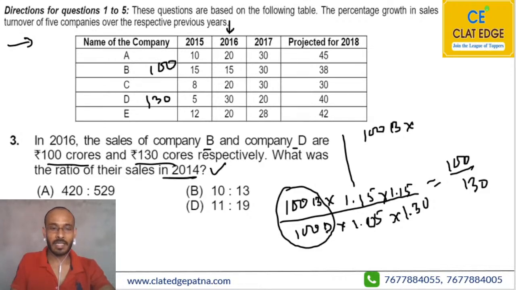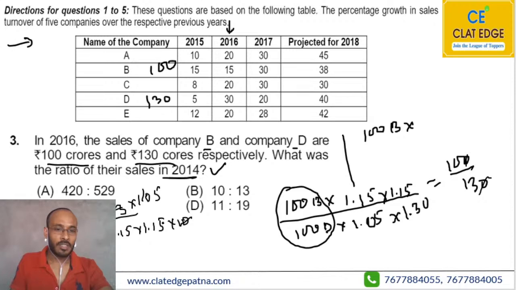So what will become? Take this 100B upon 100D as it is and write the rest of the things on the other side. So this will become, because 130 you can write like 10, this is 10 by 30. That 130 will multiply in the numerator part. This is 1.3 and 1.05 also into 1.05, and divided by 1.15 into 1.15. Now as you can see, if you divide, you will get this 10 and this 10, and 10 will get cancelled out. This 13 and 13 also get cancelled out.